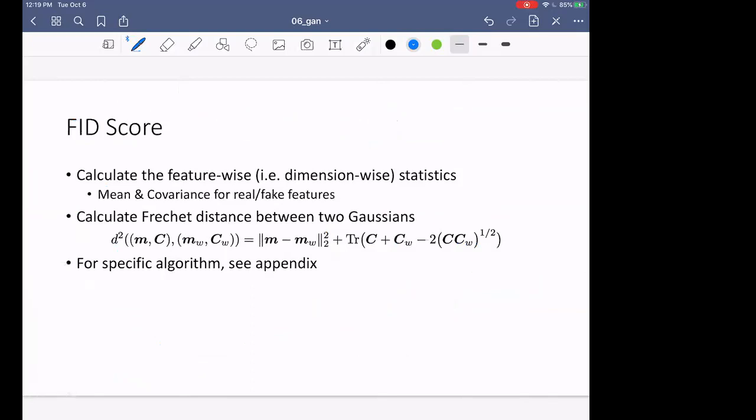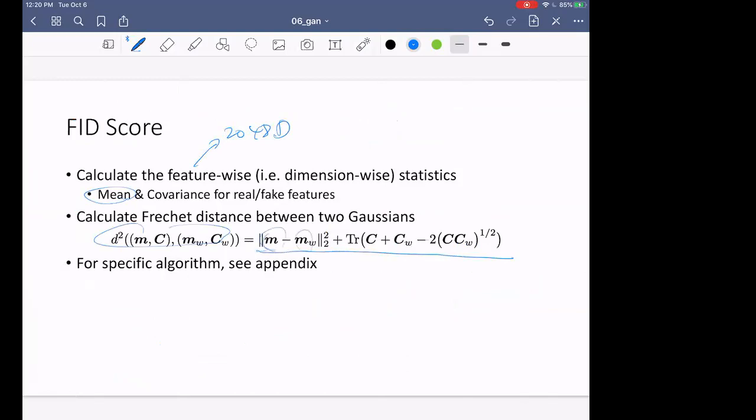So first of all, in order to calculate the FID score, you need to calculate the feature-wise statistics. Feature-wise being the 2048-dimensional feature vector of fake images and real images, right? And then you calculate the mean and the covariance matrix for the real and fake features. And then given the mean and covariance matrix, this is how you calculate the Frechet distance. So this is your Frechet distance definition, like this.